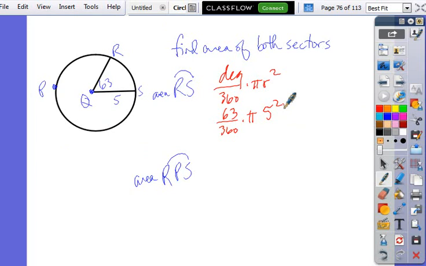Here's the part that's messing us up. This second angle, you need to do 360 minus the angle that they give you. So I've got to do 360 minus 63. Take that number, 297, plug it in and get whatever answer that is. That would be your two parts right there.